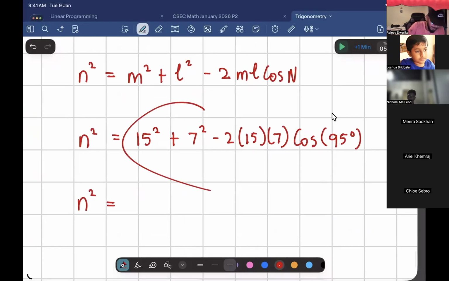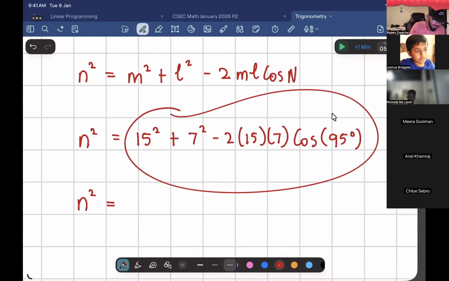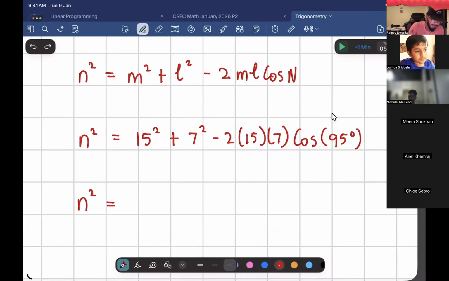All right, so plug this into your calculator for me and let me know what you get. Adetola, plug this side into the calculator and call out the number to a great degree of accuracy.